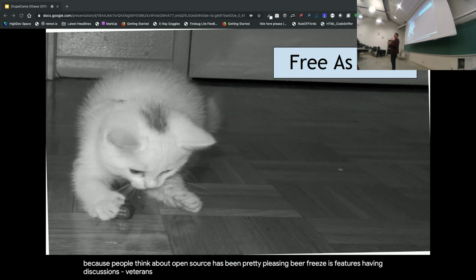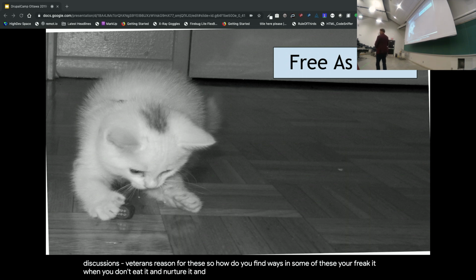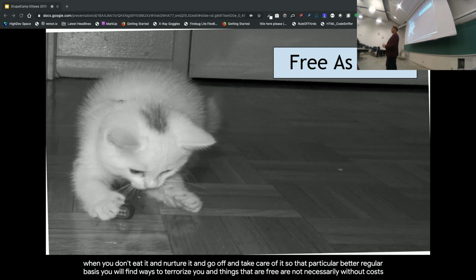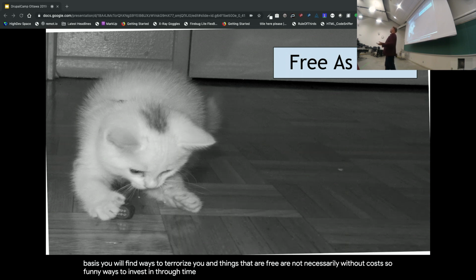So if someone gives you a free kitten and you don't feed it and nurture it and take care of it and take it to the vet on a regular basis, it will find ways to terrorize you or bring you dead things, and you've got to nurture these animals, and these things that are free are not necessarily without cost. So find ways to invest in it with your time, your resources, your enthusiasm, even just talking about it.